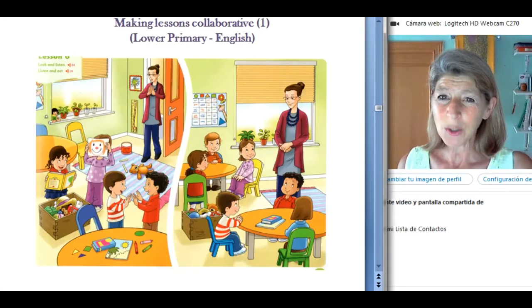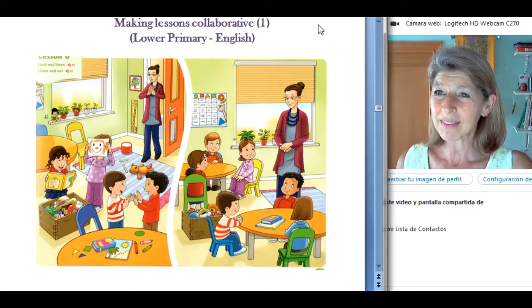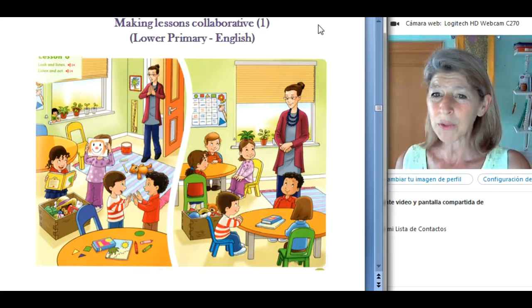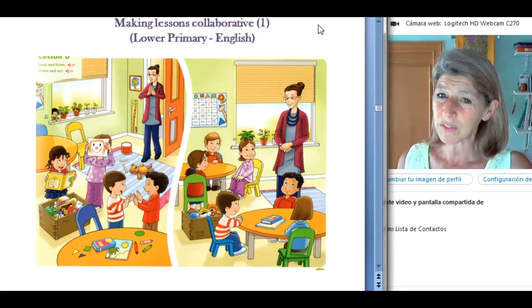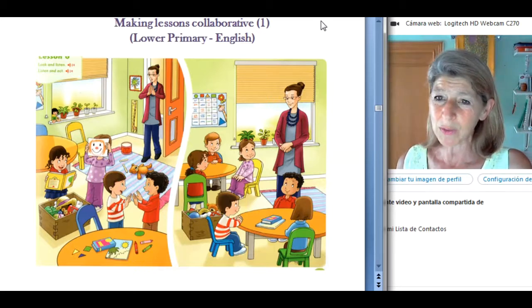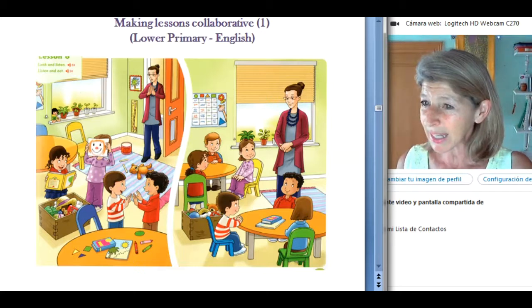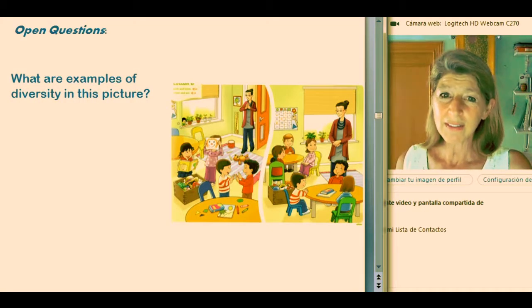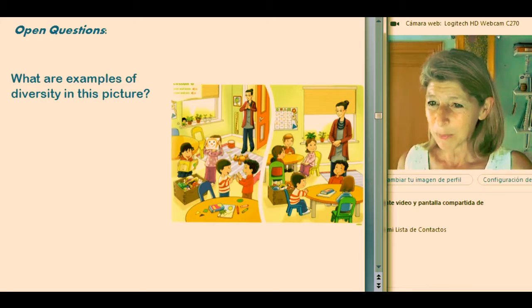Let's start with a lower primary textbook. This is similar to what you probably have in your textbooks, and the students are going to be asked very direct questions. What are the differences in the two images? Name some items that you see, etc. Let's make this a tool for active learning and analytic thinking. For instance, what are examples of diversity in this picture?